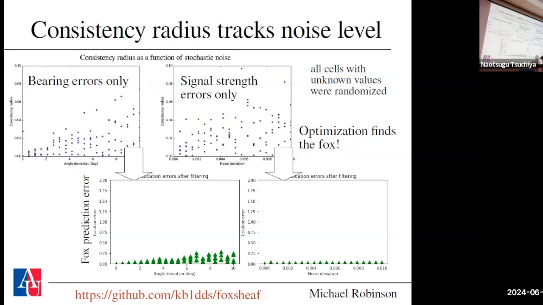we can then say how much location error do I have? That's a function of noise. And that location error is brought way down. It's very effective in controlling that. And actually in the case of signal strength error, it basically stabilizes. The optimizer is very effective using this sheaf methodology at eliminating the noise. This is a nonlinear optimization technique. It's very effective.